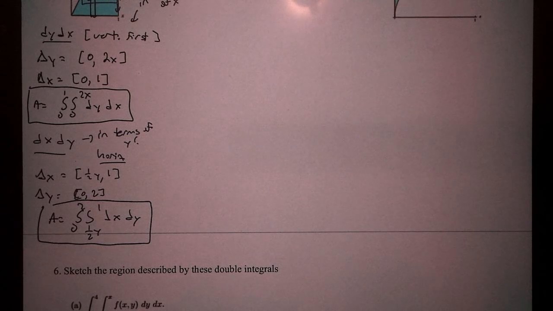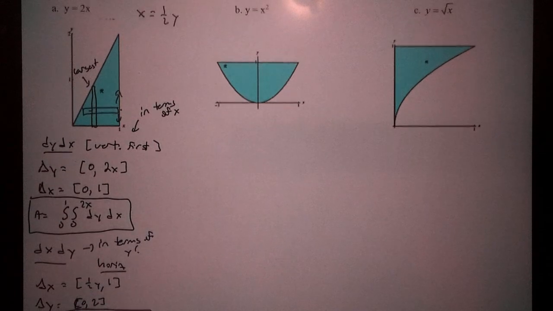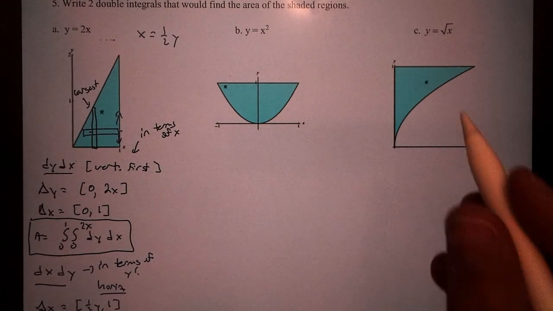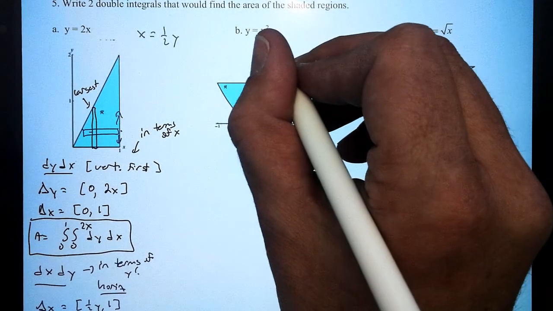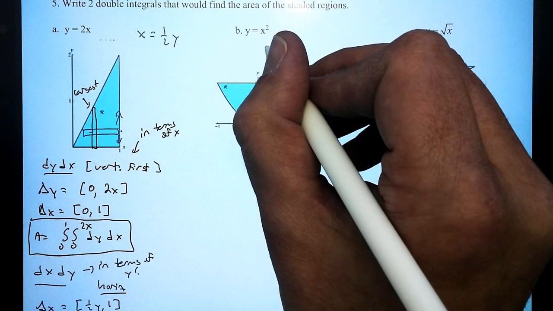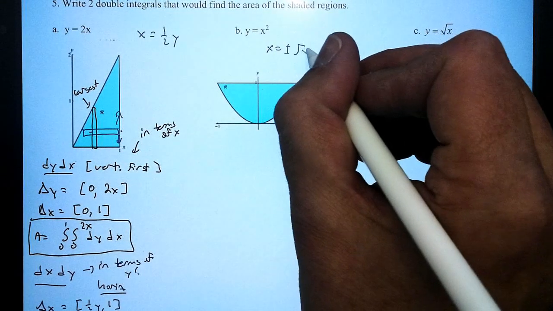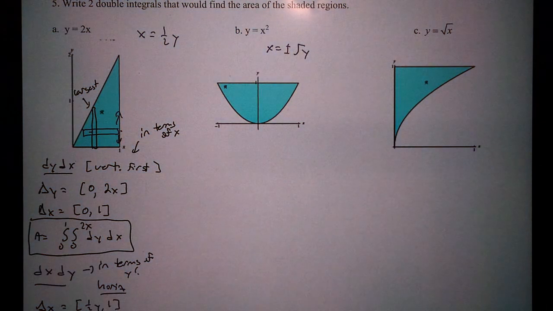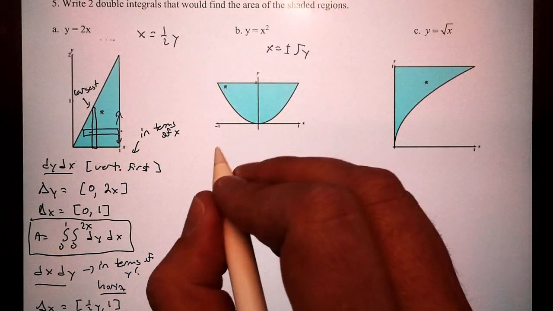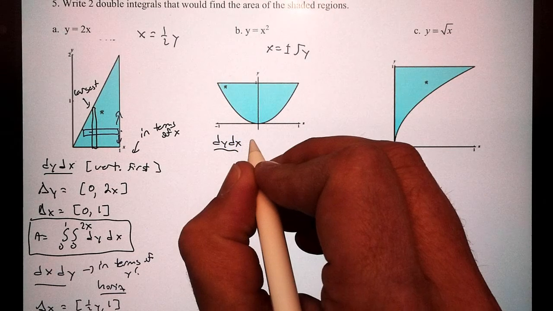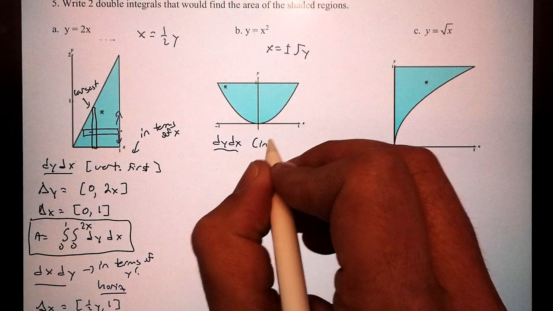Now let's take a look at another example here. What if we deal with a parabola in this case right here? I know I'm going to be doing it twice, so I might as well go ahead and solve. If y equals x squared, I can say x equals plus or minus the square root of y. So let's go ahead and set this up. Let's do our vertical first again. So we can go ahead and do dy dx first. This says, remember this has to be in terms of x.